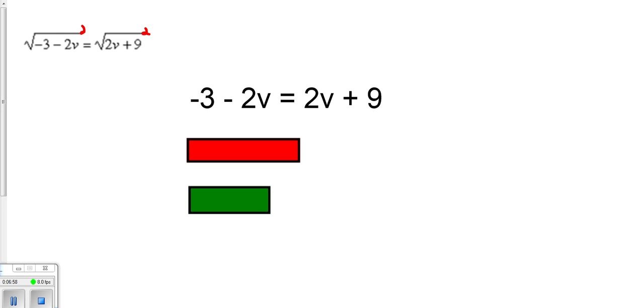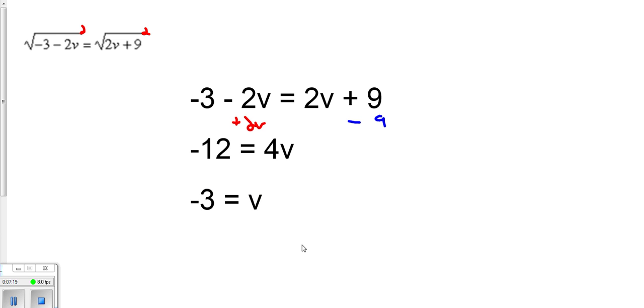We want to get all the variables on one side, all the constants on the other. So we're going to add 2v to both sides, and we're going to minus 9 on both sides. When we do that, we'll get negative 12 equals 4v. Now, to get v alone, we divide both sides by 4, and we'd get negative 3 equals v.